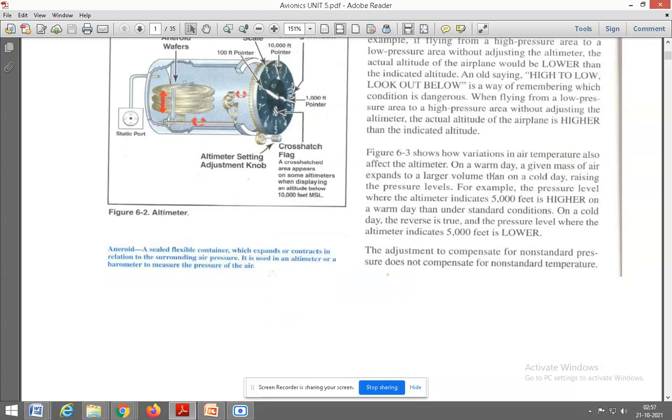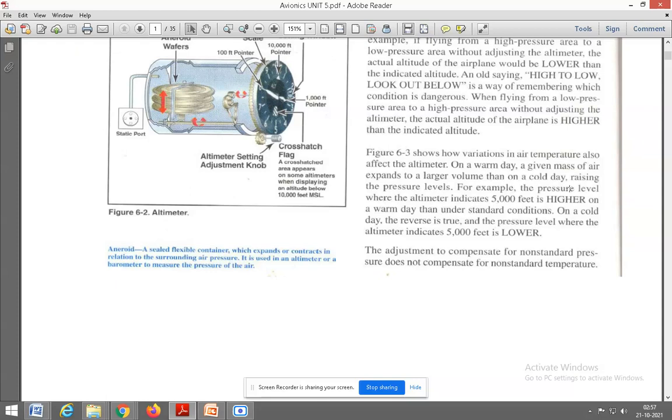Okay. So on a warm day, a given mass of air expands to a larger volume than on a cold day. You all know warm day-la the air will be very heavy compared to your cold day. So rising the very heavy means the temperature in air will be very large compared to your cold day temperature. So which will be rising the pressure level. So the temperature will rise the pressure level, so what will happen? The altimeter will be changing.